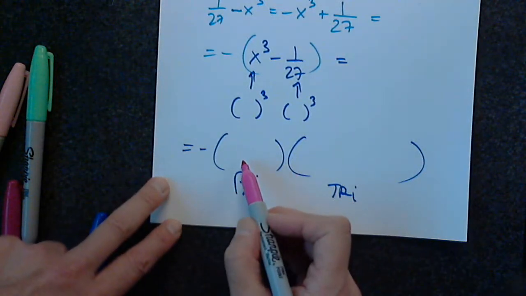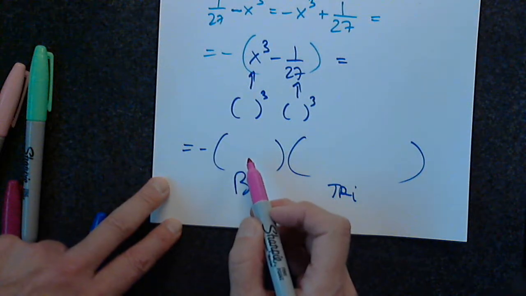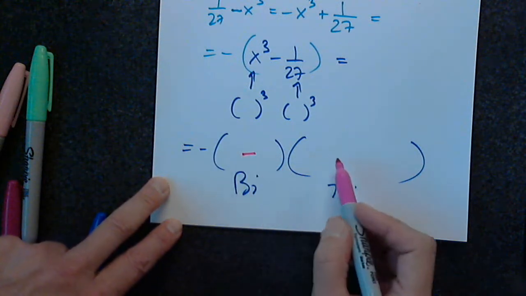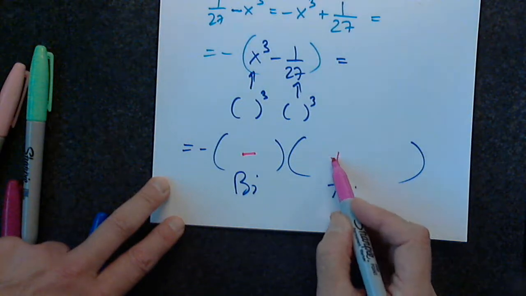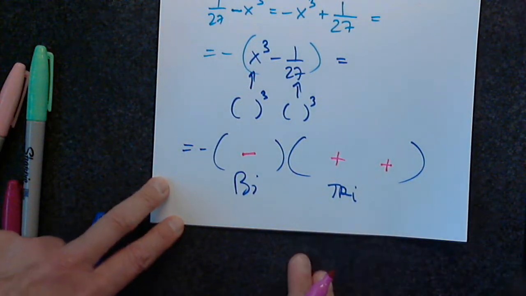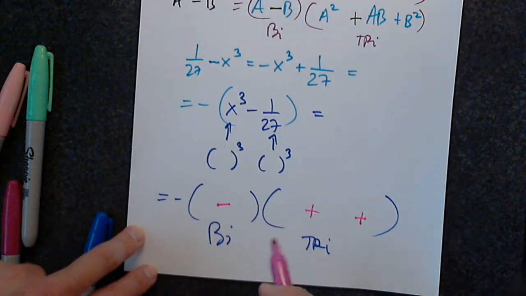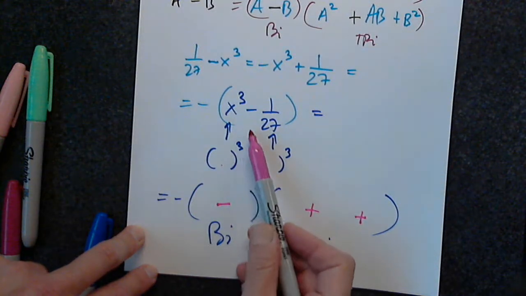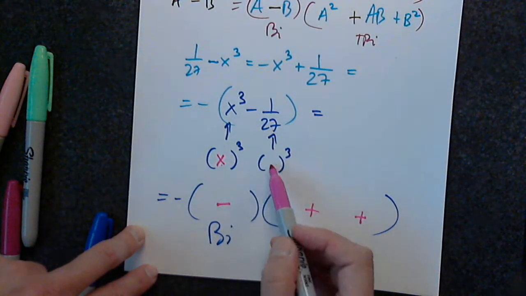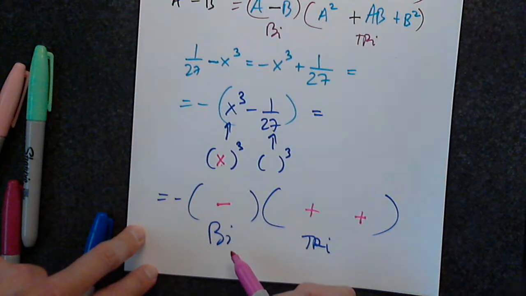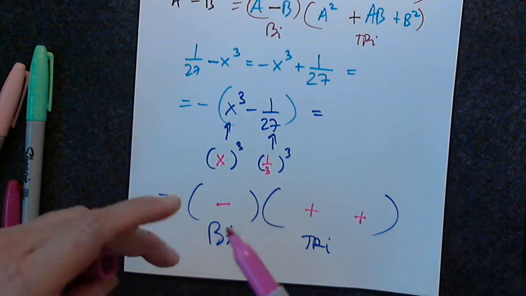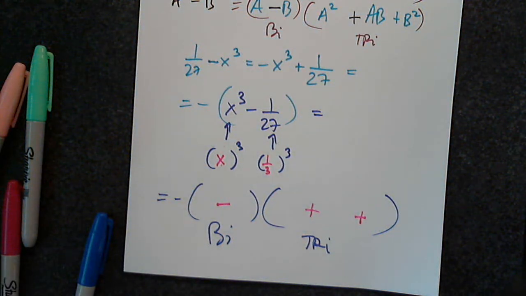So then, x cubed minus, so what is the sign? Minus. Yes, what is the sign in the middle? Okay, and the last one is always positive, and that's why we didn't even talk about it. Good. So what will I put here? What do we cube to get x cubed? Very good. And what do we cube to get 1 over 27? Perfect. 1 over 3 times 1 over 3 times 1 over 3 is 1 over 27.